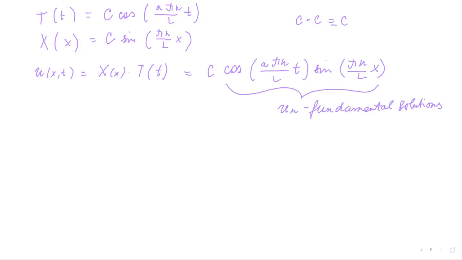Well, we still have one more condition, right? We do have one constant undefined. We still have one more condition, which was looking like this: u of x, 0 equals f of x, right? Which I did not resolve. Because all functions like this are going to be solutions, I'm going to sum them up.